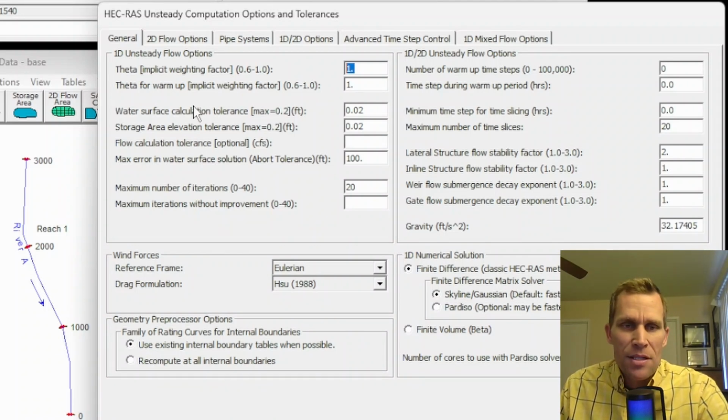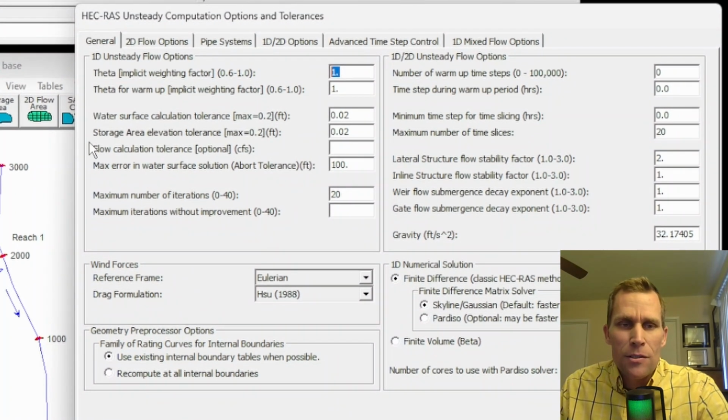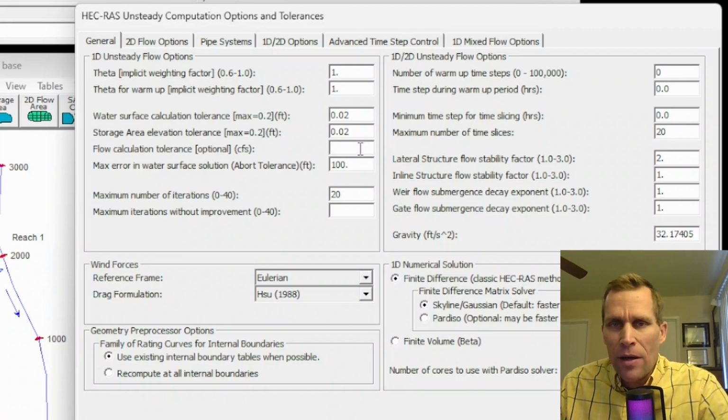That's referring to this same dialog box here, but just further down we have the different tolerances for water surface calculation tolerance, storage area elevation tolerance, and then flow calculation tolerance. As you can see, the default values are shown right here of 0.02 feet for both the water surface and storage area. And then max flow does not have a value. That just means that by default, it's turned off.